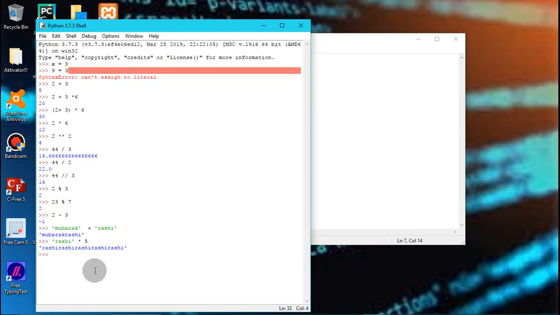And strings cannot be added to integers. Let's say we have Rashi plus 42. You have a type error: can only concatenate str, not int, to str. So that's just the simple arithmetic, and I think that's just what I have for you for today.